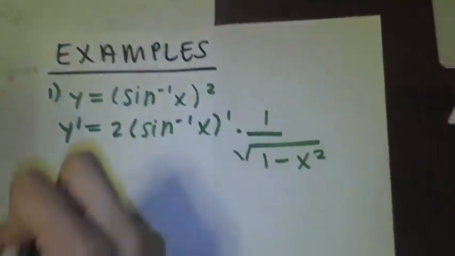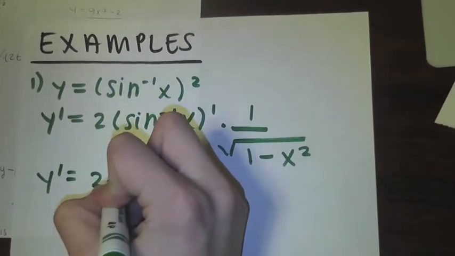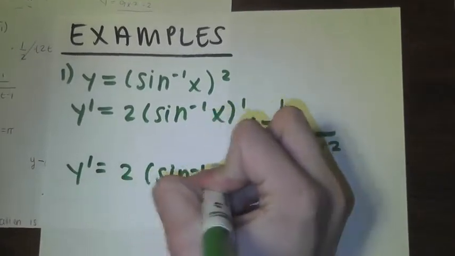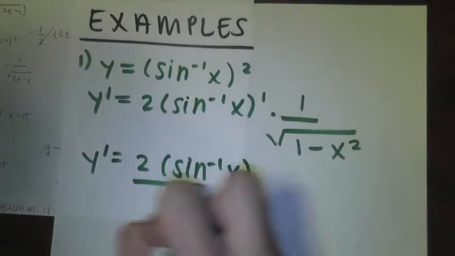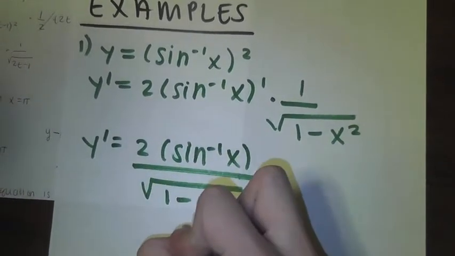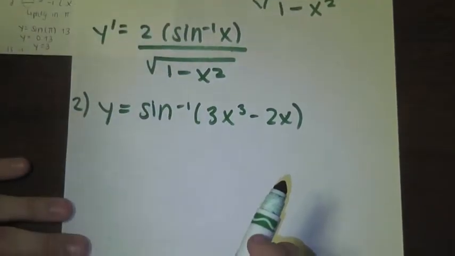Now you simplify. To simplify further, we can make y prime 2 sine inverse x to the first, which is understood, over the square root of 1 minus x squared. So you know that the derivative of inverse sine is 1 over the square root of 1 minus x squared.